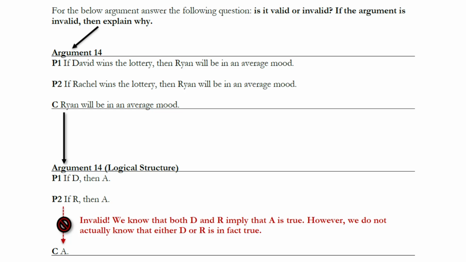For example, many other things are possible. Perhaps Ryan's worst enemy will win the lottery, and that means Ryan will be furious. Or maybe Ryan himself will win the lottery, and then he will be ecstatic. In any case, the premises of the argument do not tell us who will win the lottery, so we cannot draw the conclusion the argument wants to draw. As a consequence, this argument is invalid.